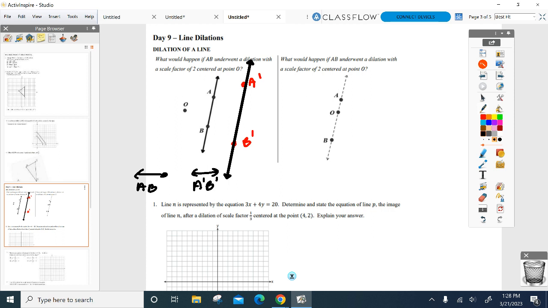Parallel. What's the symbol for parallel? Hasn't been that long. Perpendicular.